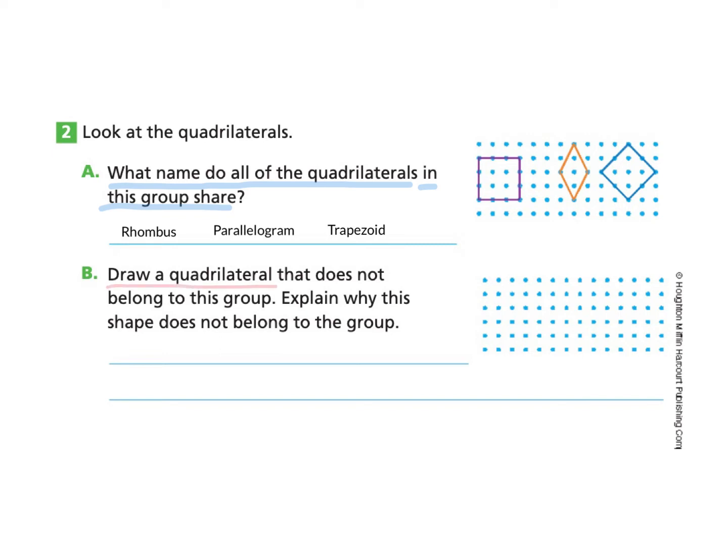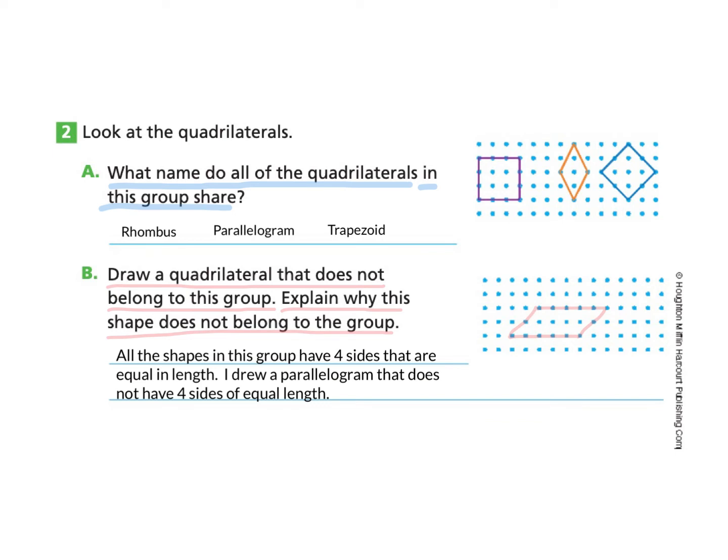Draw a quadrilateral that does not belong to this group. Explain why this shape does not belong to the group. Maybe you would like to pause and try this part on your own and come back, or you can follow along with me. So I am going to start by just drawing a few lines like this. Then I'm going to draw some lines like this. I can explain my thinking by saying that all the shapes in the group have four sides that are equal in length, and I drew a parallelogram that does not have four sides of equal length.